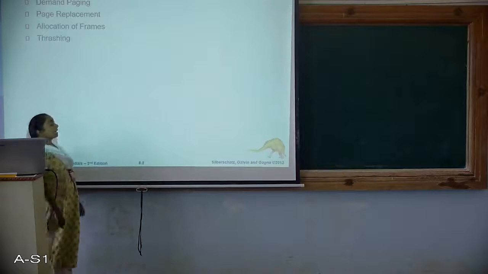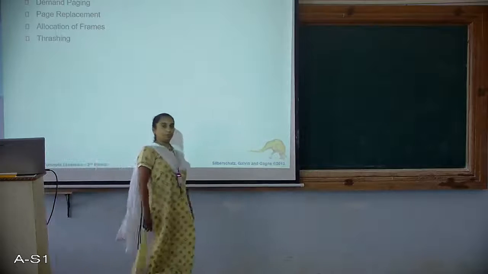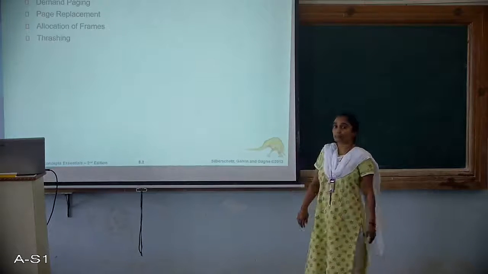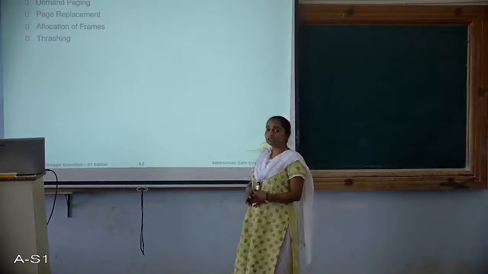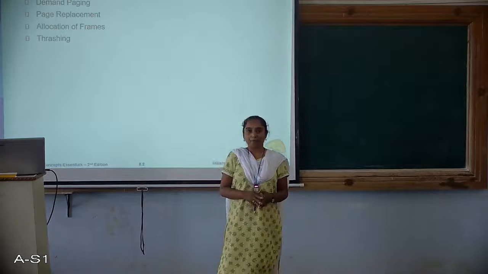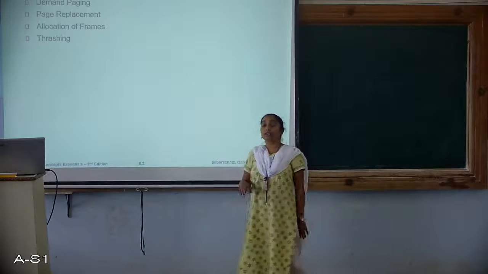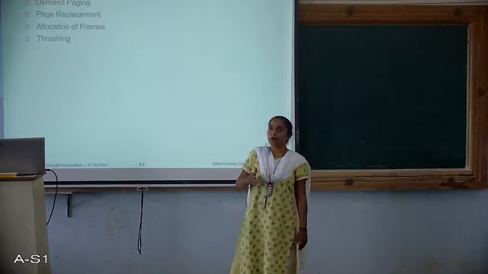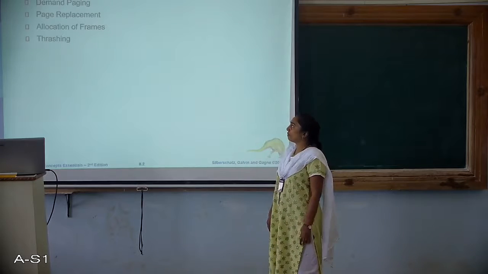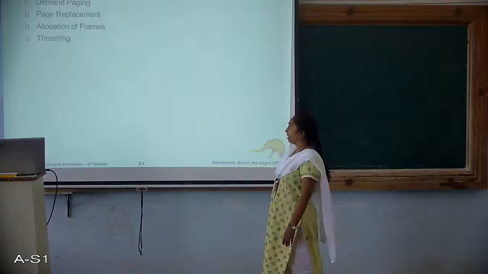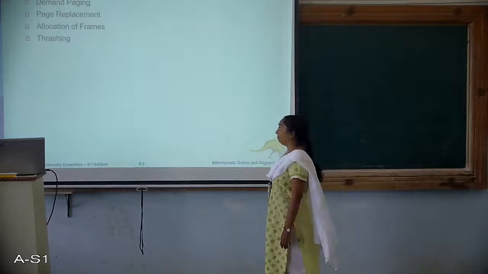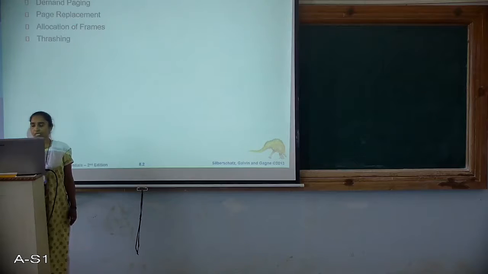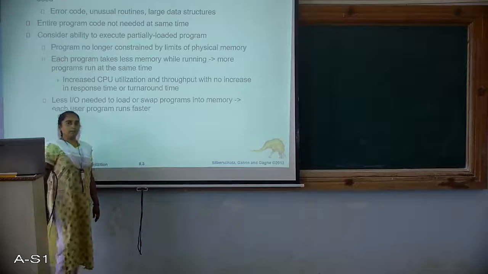So let's understand these things about virtual memory. We will first see the background of virtual memory, then we will understand demand paging. Now we have understood paging in our last chapter. In this chapter we are going to understand what is demand paging, and that is what is used by most of our modern computers. And we have page replacement algorithms, we have allocation of frames, and we have thrashing. So these are the concepts that we are going to study in this chapter. So let's understand the background first.